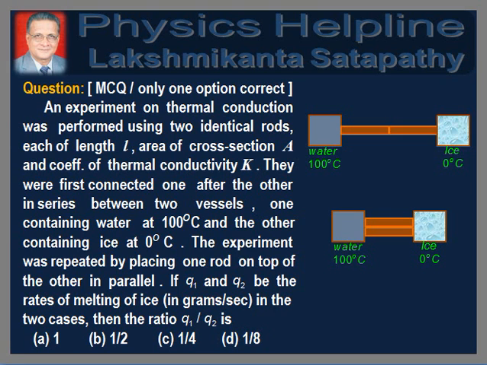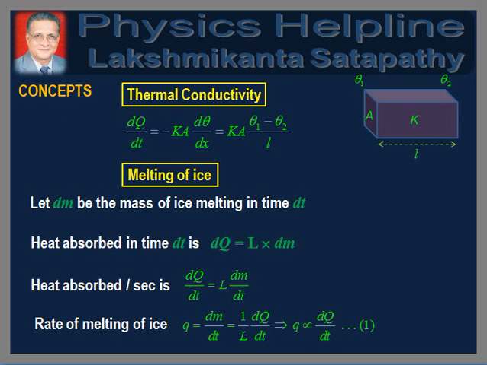Before proceeding to solve the problem, let us recall the related concepts. Heat energy is conducted through a metallic rod of length L and area of cross-section A according to the equation dQ by dt is equal to minus KA into d theta by dx, where dQ by dt is the rate of flow of heat along the rod, K is the coefficient of thermal conductivity of the material of the rod, and d theta by dx is the constant temperature gradient along the rod.